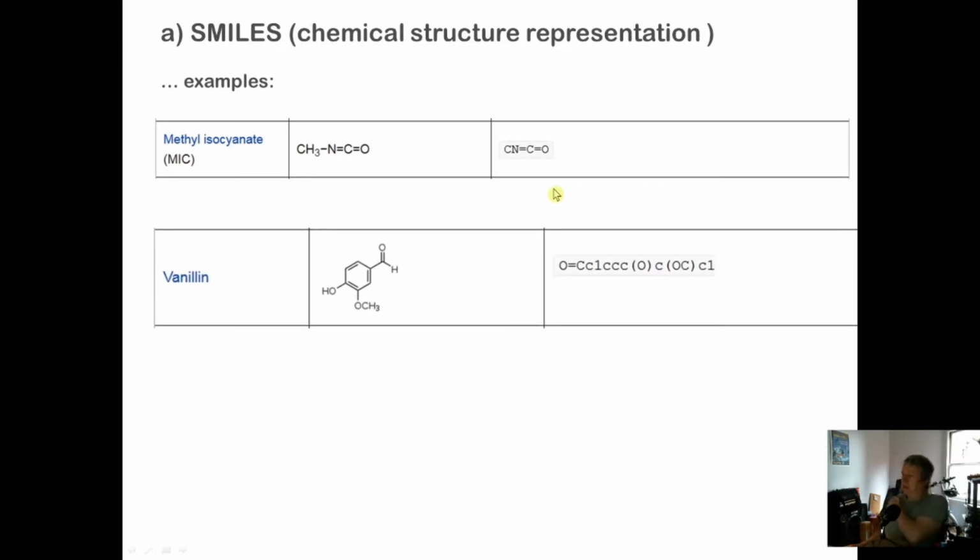It gets a little more crazy when we have rings in the molecule. So here is vanillin, which is the molecule that's responsible for the taste and smell of vanilla. It's an aromatic aldehyde with a hydroxy group and a methoxy group. So let's just, for fun, try to interpret this. Okay. Well, we see a C double bond O. Where do you think that is? Oh, well, there it is. It's the aldehyde, right? It's the only C double bond O in the molecule.